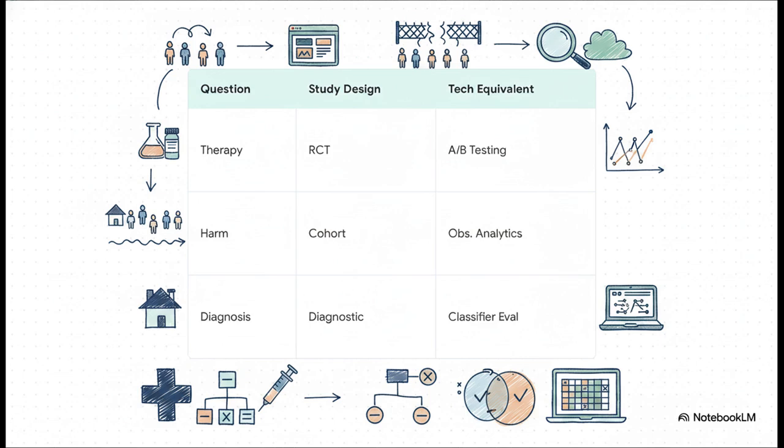For example, if your question is about a therapy or treatment, the ideal design is a randomized controlled trial or an RCT. In the tech world, this is exactly what A/B testing is. Now, if you're looking at harm or prognosis, you're going to need a cohort or case control study, which is basically observational analytics.